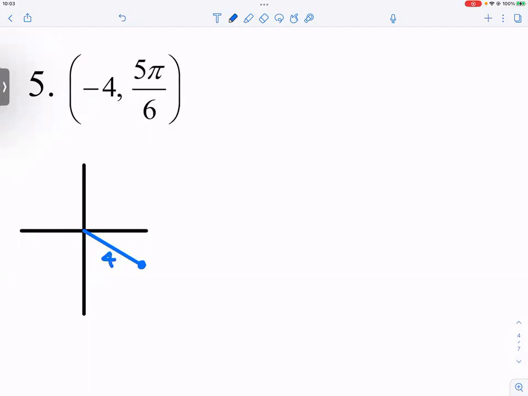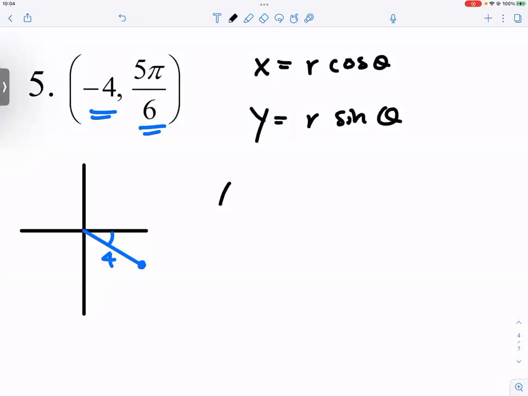So the R here is 4, and you have a couple ways to do this. One way is to just follow the R cosine theta, R sine theta. Or you can just say, well, I know what this angle is, and I just make sure that my coordinates reflect the location of this particular point. Which one's easier? It depends on your work habit. It doesn't really matter, as long as you know x is equal to R cosine theta and y is equal to R sine theta. It should work either way.